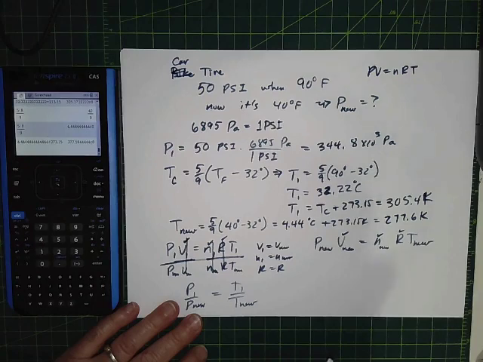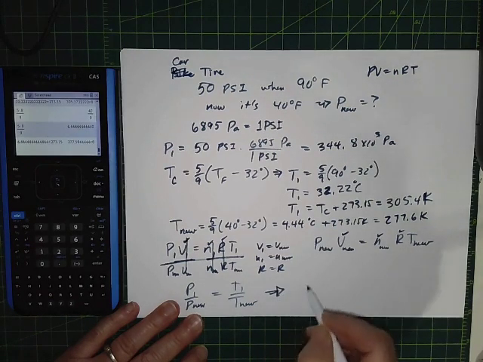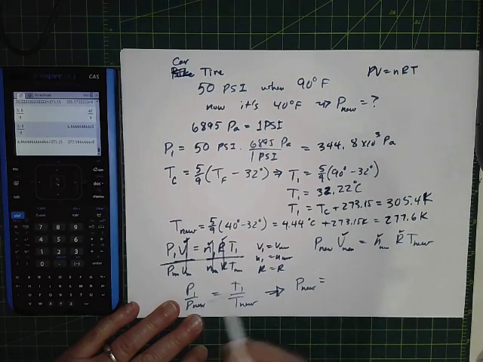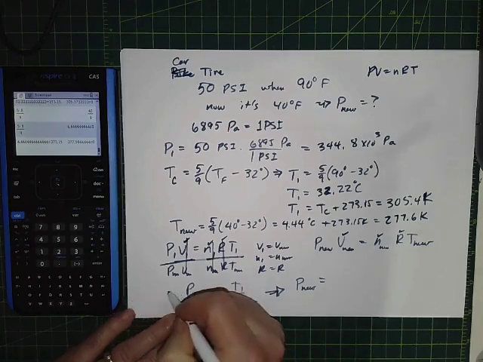All right. And we're looking for P new. So let's solve that for P new. Bring that to this side. Multiply both sides by P new.